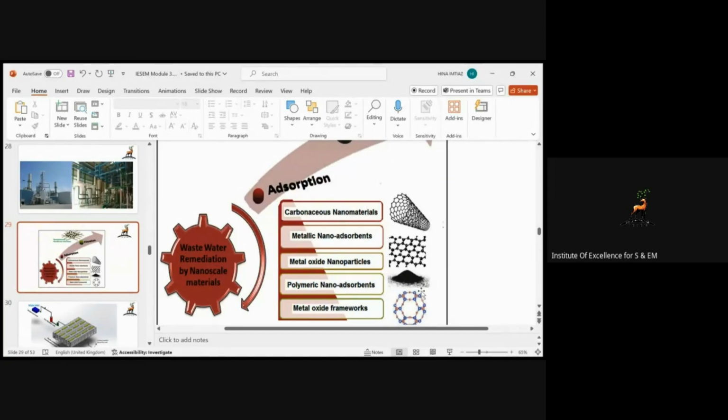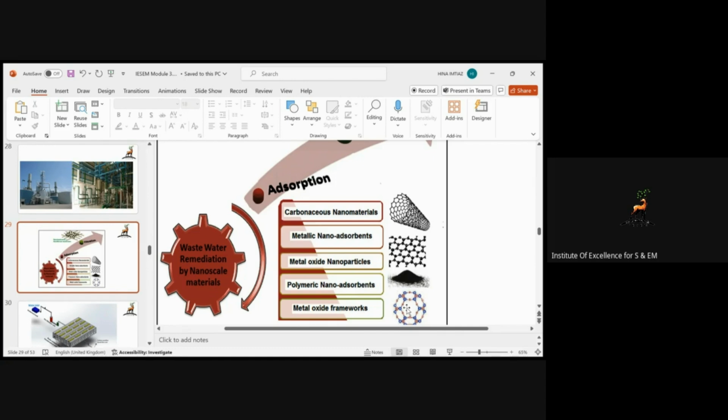The third one is the metal oxides framework. As you can see, there is a framework in a circular form having blue and red molecules in it. Such type of metal oxides has been used in such type of nanofiltration of the membranes.